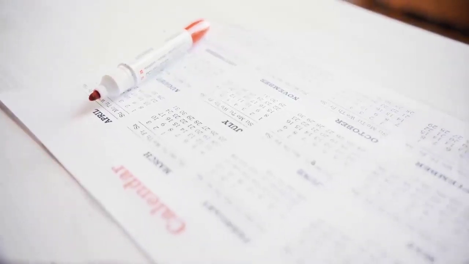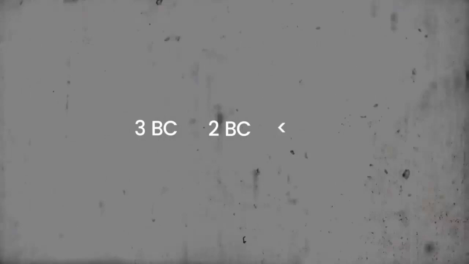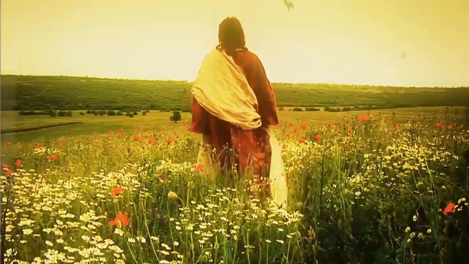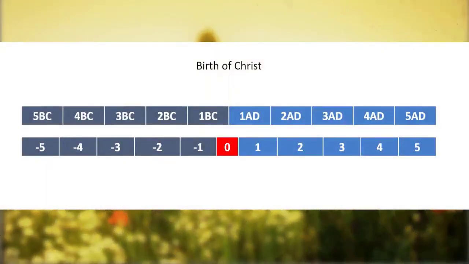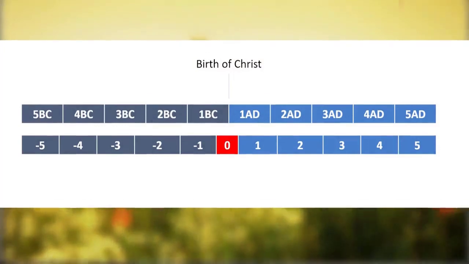As there is no zero in the Gregorian calendar, the calendar goes 3 BC, 2 BC, and 1 BC. These numbers count down like negative numbers. Then the next year is dated 1 AD, 2 AD, 3 AD, and so on, counting like positive numbers. So everything before the birth of Christ is named BC, and everything after is AD.